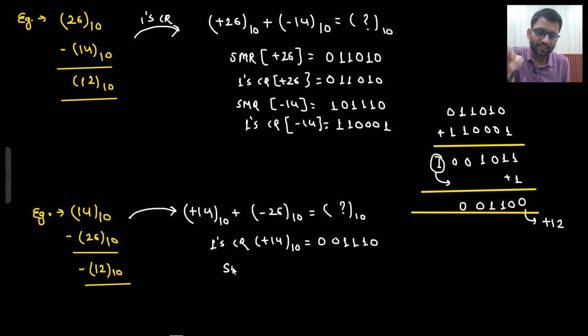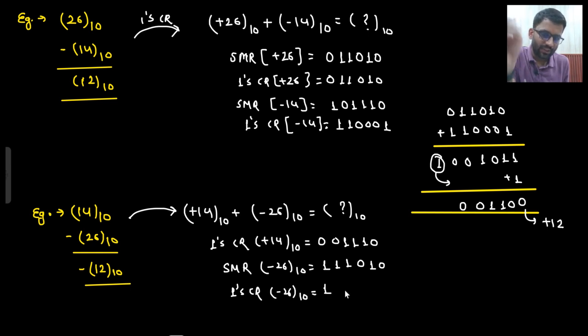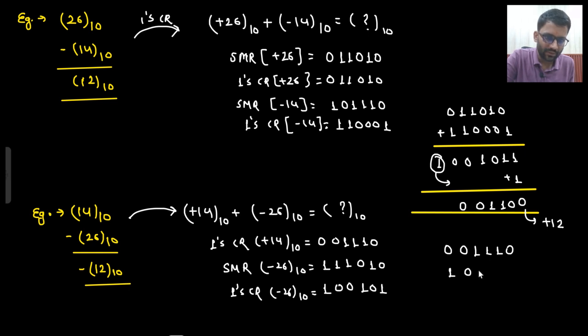Now what will be the sign magnitude representation of minus 26? First bit is 1, rest are 1 1 0 1 0. What will be the 1's complement representation of minus 26? Sign bit as it is, rest all complemented. So what we need to do: plus 14 plus minus 26. We need to add these two, plus 14 and minus 26, that is 1 0 0 1 0 1.